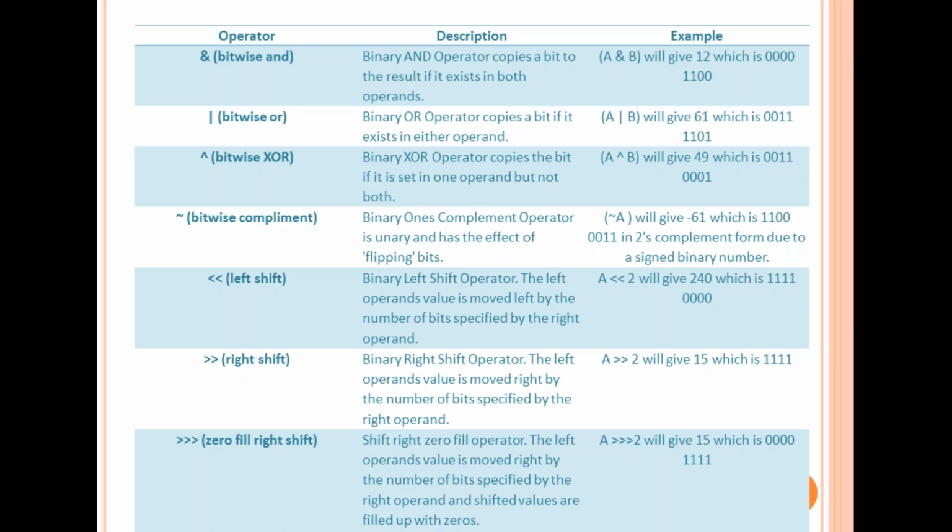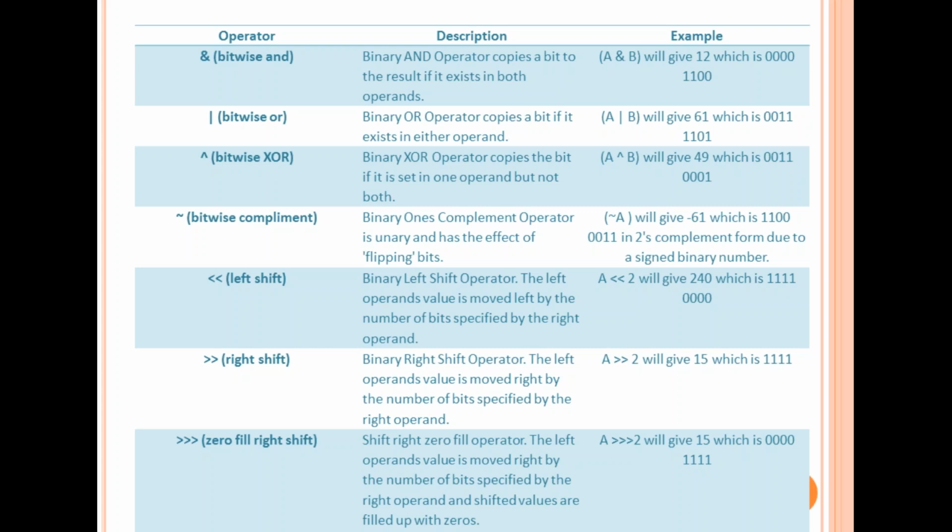Bitwise AND. Binary AND operator copies a bit to the result if it exists in both operands. A and B will give 12, which is 0000 1100. Or, binary OR operator copies a bit if it exists in either operand. A or B will give 61, which is 0011 1101.